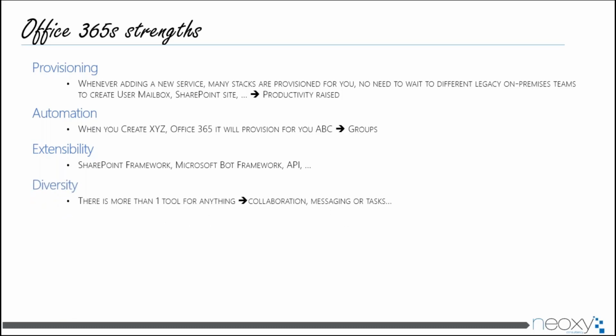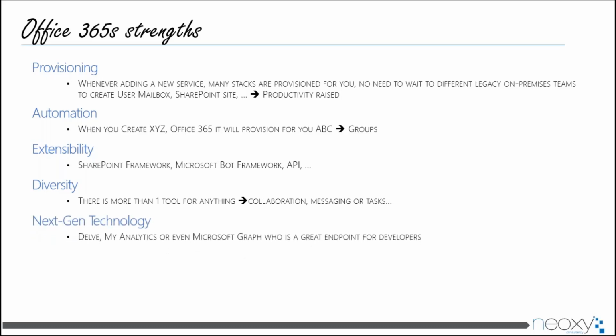Diversity: you always have more than one tool for everything. From collaboration to messaging to tasks. Like, how many of you know how many tools we have for tasks? More than 6. Outlook tasks, SharePoint tasks, Wunderlist tasks, To-Do tasks, Planner tasks, etc. A lot of tools for doing one thing. This is amazing in Office 365.